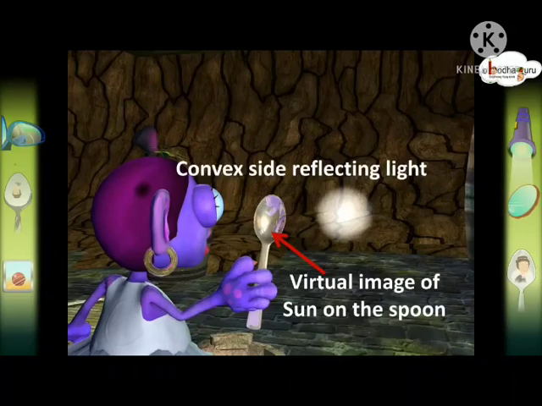In the same way, we can use the plane mirror to reflect light, but we won't get the image of the sun on the wall or on the paper. The image that can't be formed on any screen is called the virtual image.